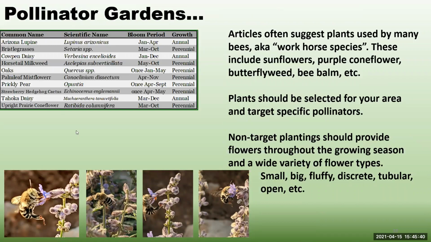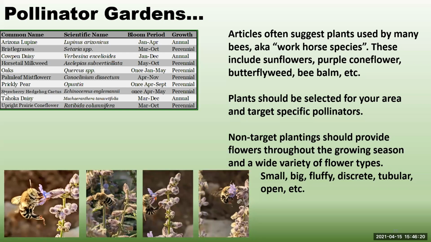Another issue I have with a lot of the pollinator articles that go out is they suggest what are called workhorse species. And oftentimes these include flowers that are not going to grow in the arid Southwest. For me, I recommend, just as a starter pack, the Arizona lupine, bristle grasses, cowpen daisy, horsetail milkweed, oaks if possible, palmleaf mistflower, prickly pears, strawberry hedgehog cactus, Tahoka daisy, upright prairie coneflower. The reason that I start with these 10 is because the flowers produce a variety of floral structures that different bees can utilize.